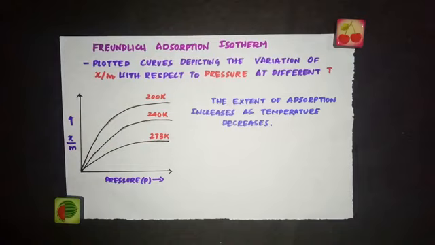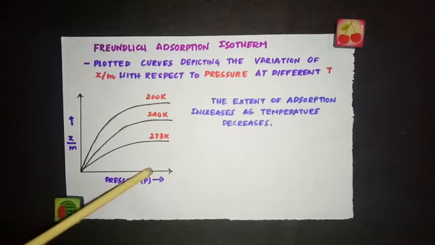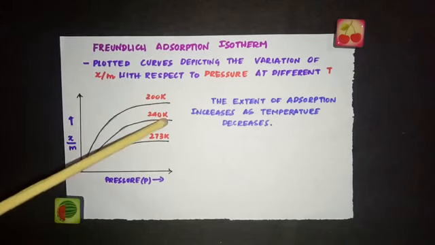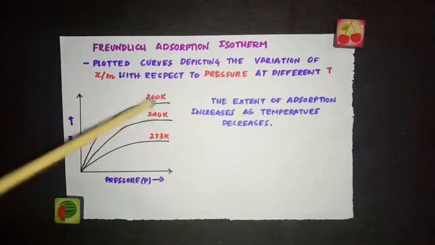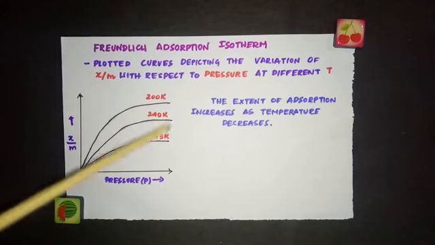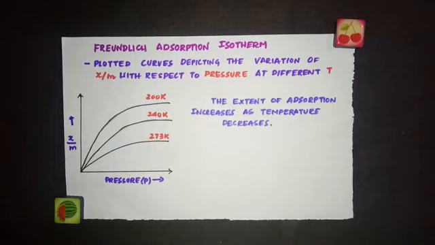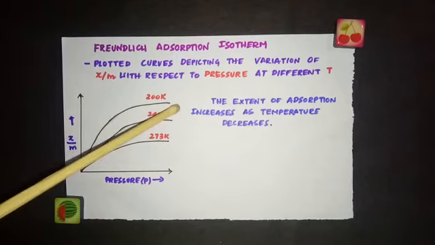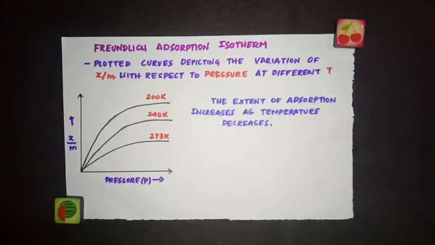From this curve, you can understand the extent of adsorption increases as the temperature decreases. See, this is the extent of adsorption at 273 Kelvin, this is the extent of adsorption at 240 Kelvin, and this is the adsorption at 200 Kelvin. So from this it is evident that the extent of adsorption increases as the temperature decreases. So a decrease in temperature favors adsorption.